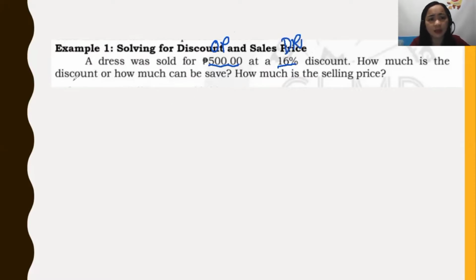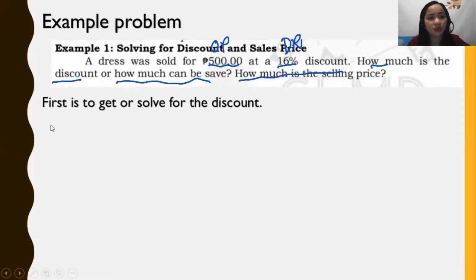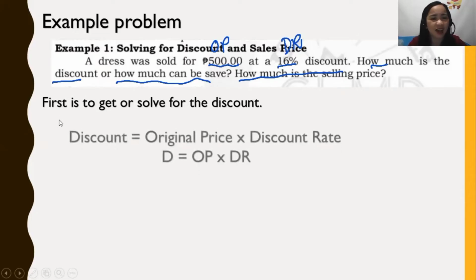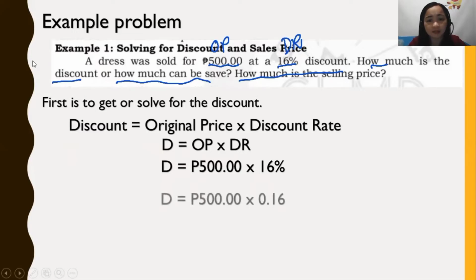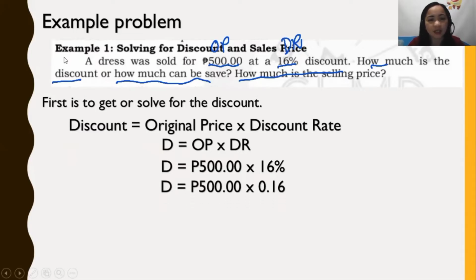The question here, the problem here is, magkano daw yung discount or yung ibabawas? Siyempre, yun yung tinatawag natin, magkano yung kanyang matitipid. Yun yung unang tanong. And the second problem here is, how much is the selling price? Magkano yung babayaran niya after ng discount? So first is to solve for the discount. Siyempre, kailangan natin i-solve ang discount, di ba? And discount is original price times the discount rate. So we have 500 pesos times 16%. So this will become 500 pesos times 0.16.